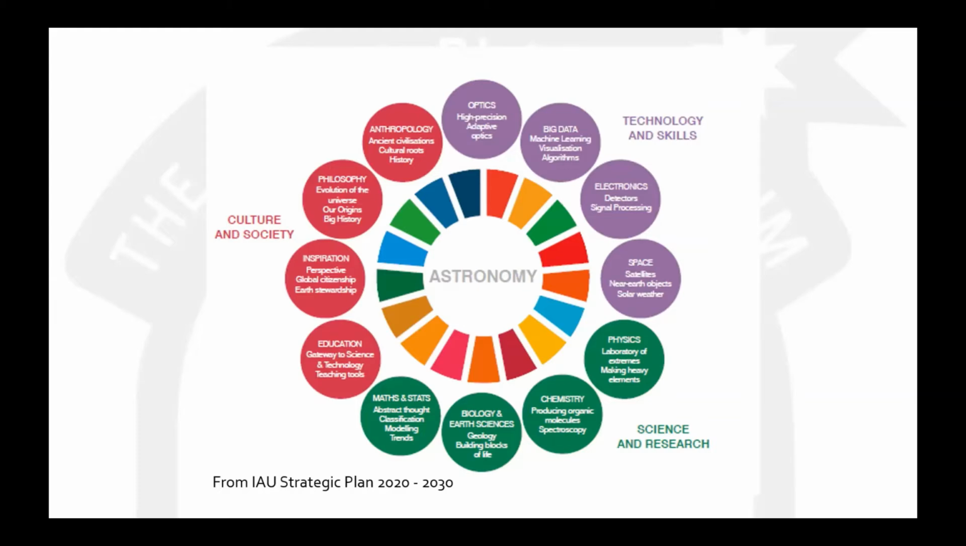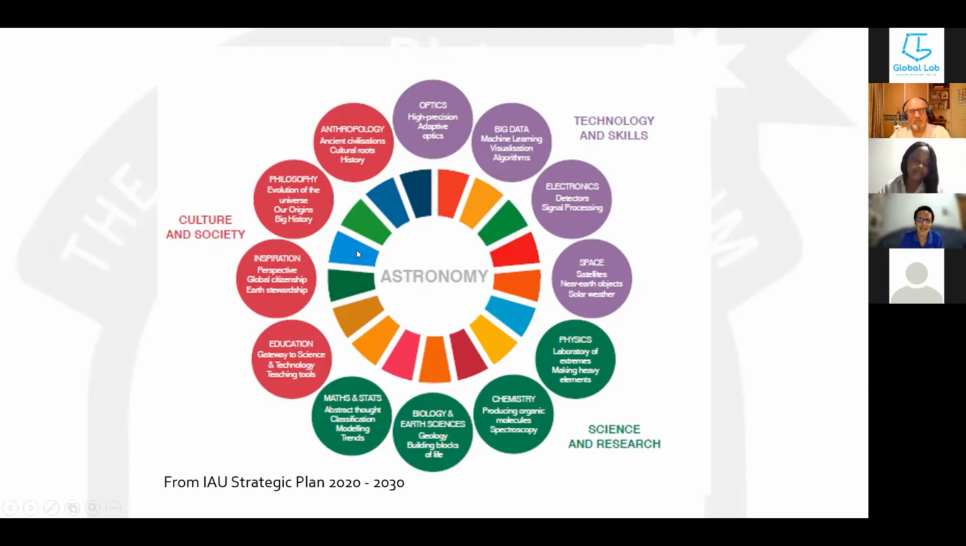And incidentally, these colours in the middle, you might recognize, are from the SDGs. So there is a big push from the IAU of encouraging people to think of how we can use astronomy to make the world a better place and to develop the world and to try and help solve the SDGs. So it's not something that's apart from society. It's very much part of society.